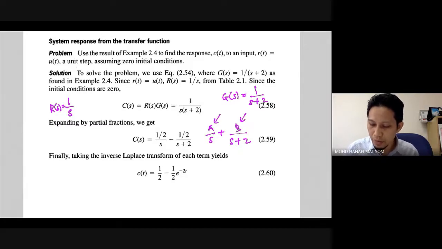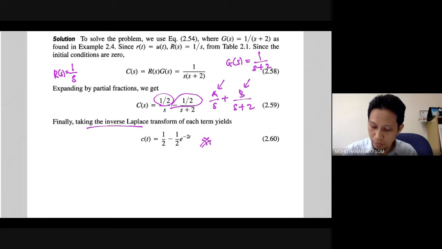A over s plus B over s + 2, and then you can find the value of A and the value of B. In this case, the value of A is 1 over 2, and the value of B is negative 1 over 2. And then finally, taking the inverse Laplace transform of each term yields c(t) equals 1 over 2 minus 1 over 2 e to the power of negative 2t. Okay? So we already solved the question in this problem.